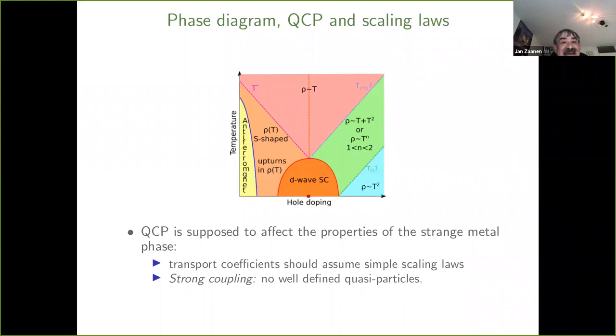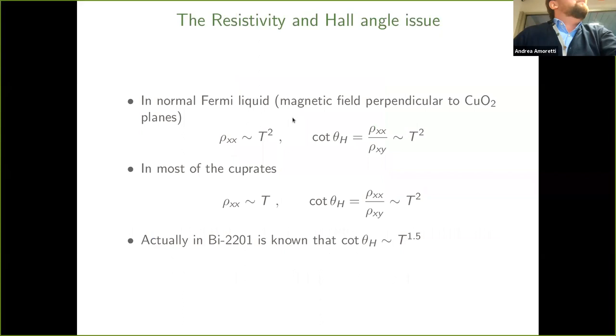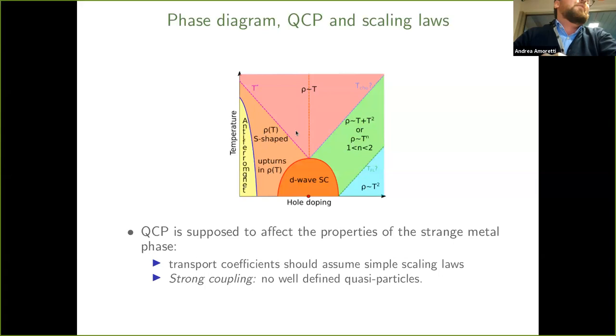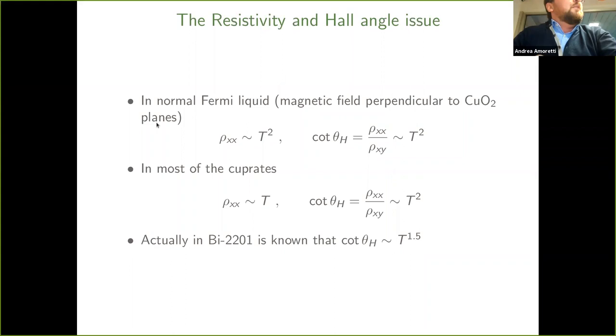Okay, so what is sure is that in the strange metal phase, we don't have well-defined quasiparticles, and the system is supposed to be strongly coupled. So then let me just recall. As I said, the strange metal phase, the region above this optimal doping point in the normal phase, is the region where we focused our attention. So let me recall some of the transport properties that are commonly known in these materials.